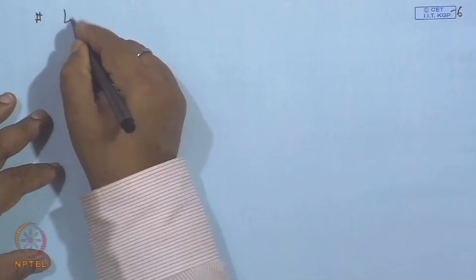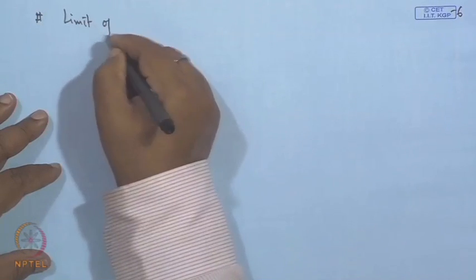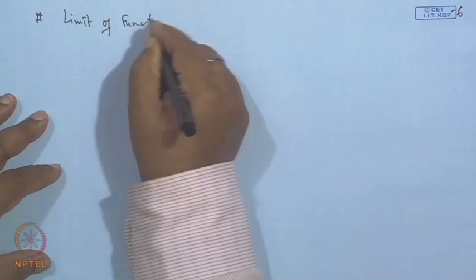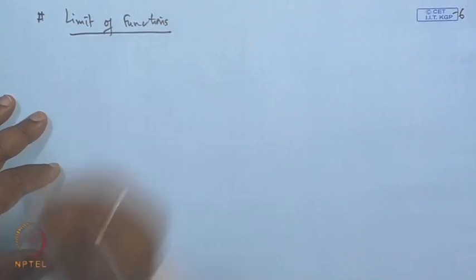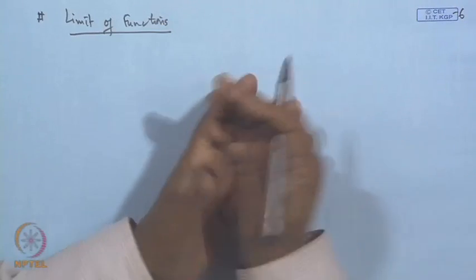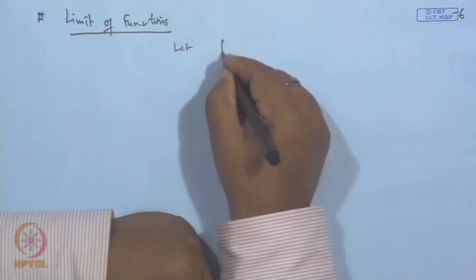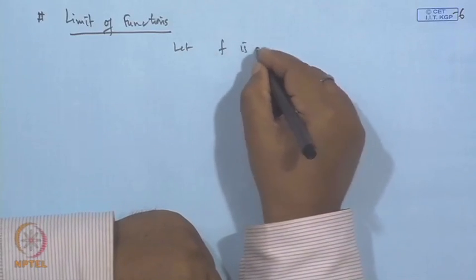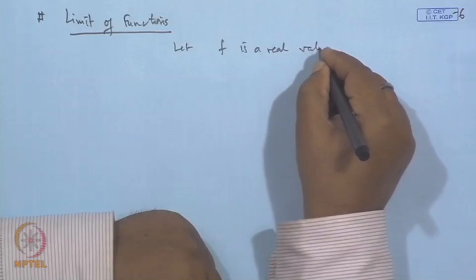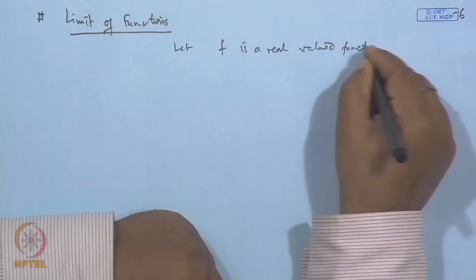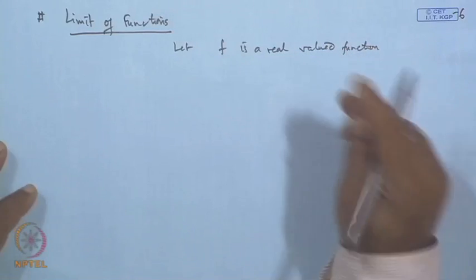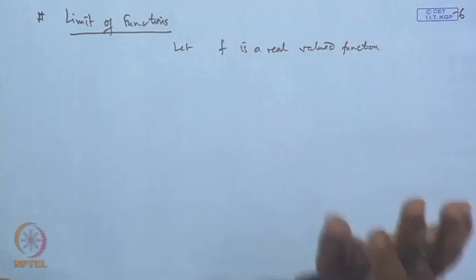Now, we will switch over to limit of functions. So, the next topic is limit of functions. First, what is the idea of this? Suppose f is a real valued function, that is, f of x where x belongs to R, and f of x is also real.